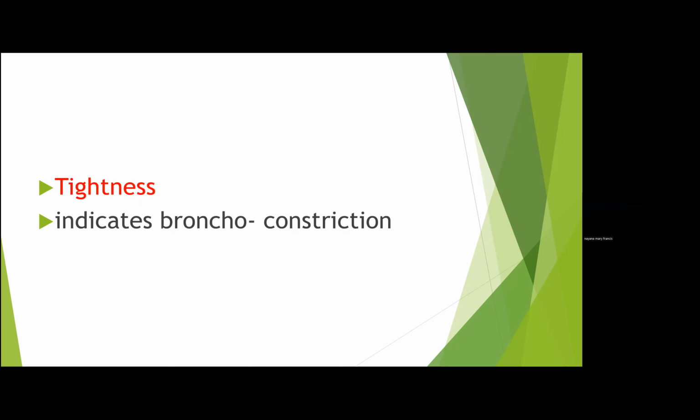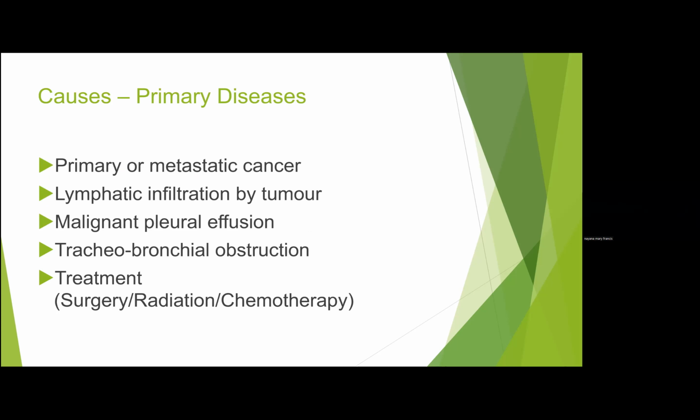Okay. Now we'll come to the causes. We need to know the causes a little more clearly. In primary diseases, like patients having a primary malignancy or a metastatic lung malignancy, the tumor sometimes will be very small, sometimes very large. The big tumors sit in the lungs and obstruct the airways, the lung pathways, where air entry is restricted.